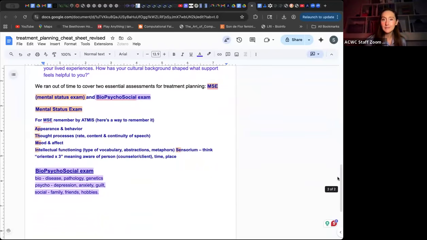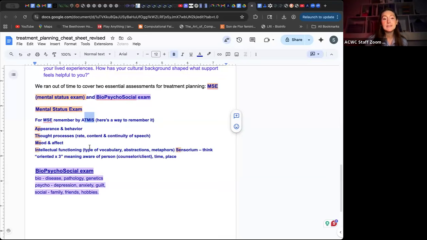Now, two of the big assessments to be familiar with in treatment planning are the mental status exam, the MSE, and the biopsychosocial exam, right? With the MSE, questions can definitely show up. I remember the domains it covers with ATMOS, but that's because my brain works that way. A is for appearance and behavior. That one's pretty apparent: how someone's looking, how they're behaving while you're with them, right?